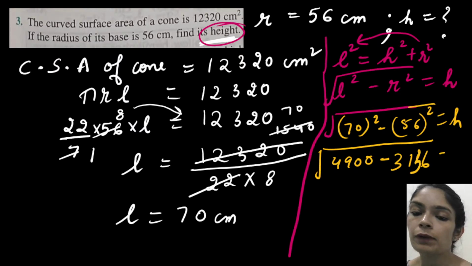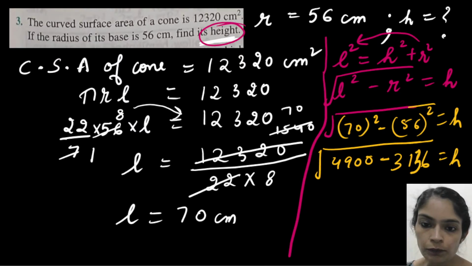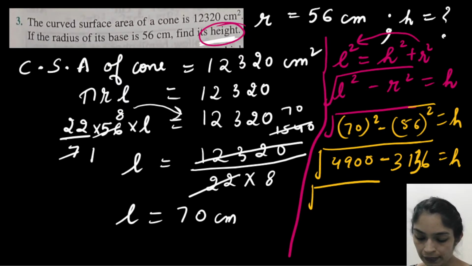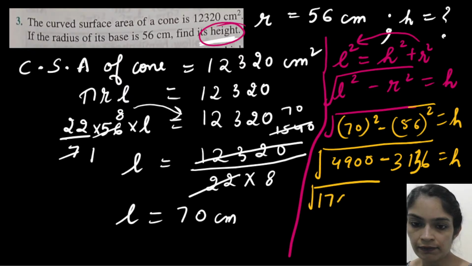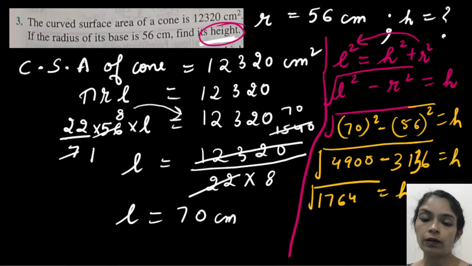3,136. If you do its subtraction, what will you get? Yes, Suchitra, Anika, Yatin has given the answer. Okay, I've got it. Just do the subtraction and then tell me, 4,900 minus 3,136, what will we get? 1,764 is equal to H. Okay, find its square root and tell me its value. What is the square root of this one?